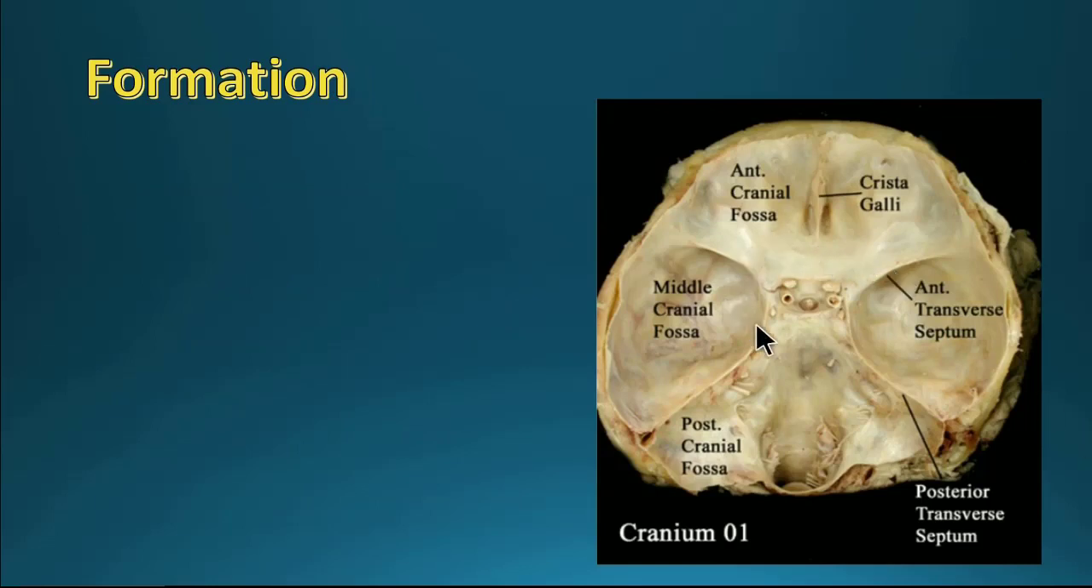Now, how actually is it formed? So we know as a rule, all the dural venous sinuses are present between the endosteal layer and the meningeal layer of dura mater. So this is also present between the endosteal layer and the meningeal layer of the dura mater.